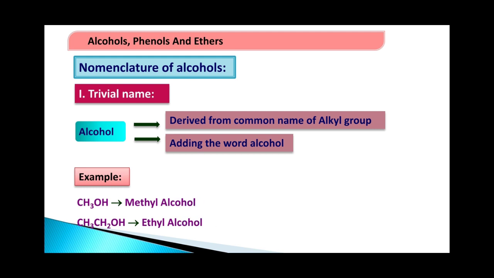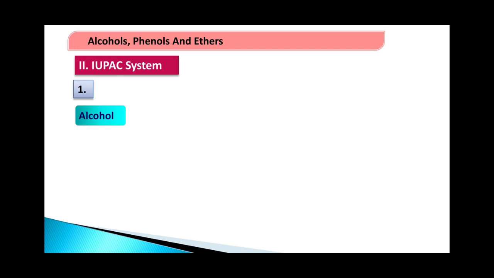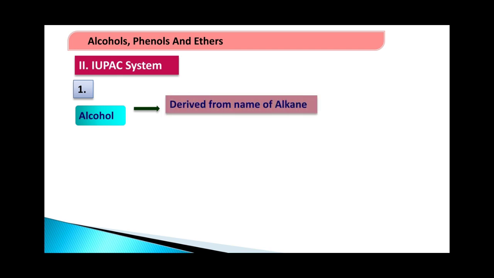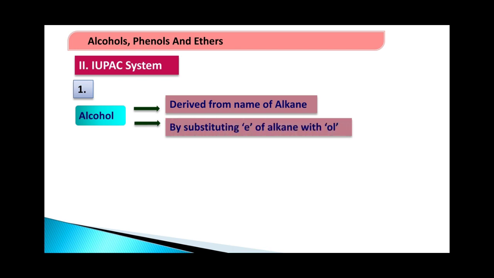So let us move on to the IUPAC system of naming alcohols. In the IUPAC system, as you have already studied in the first year, the first thing is your parent chain, that is your alkane, alkene or alkyne, and the suffix for alcohol is OL, that is all. Hence the alcohol name consists of one alkane followed by the OL.